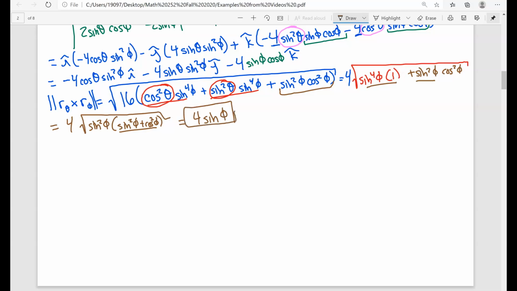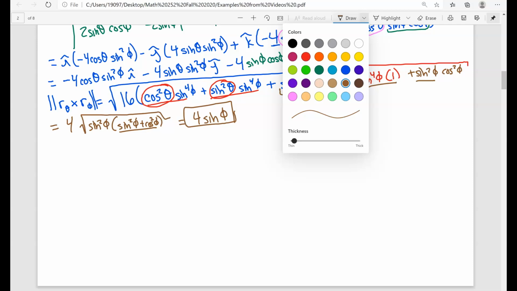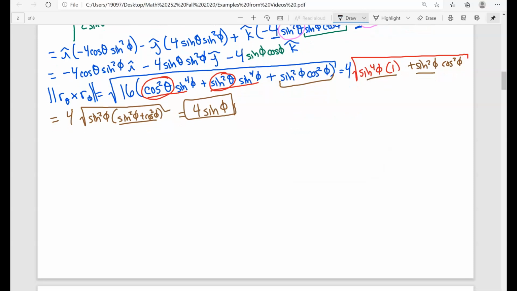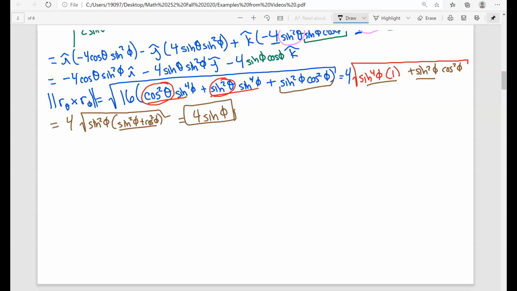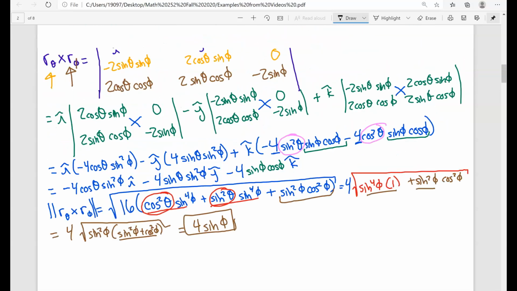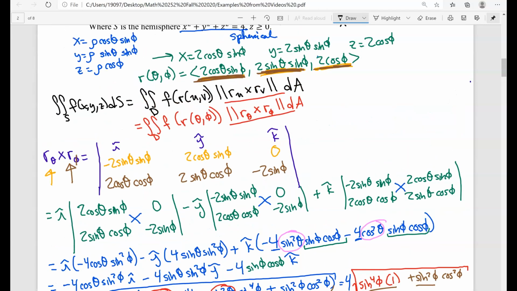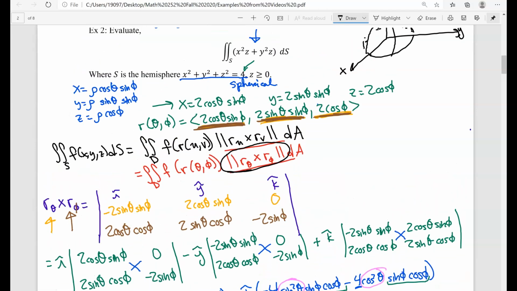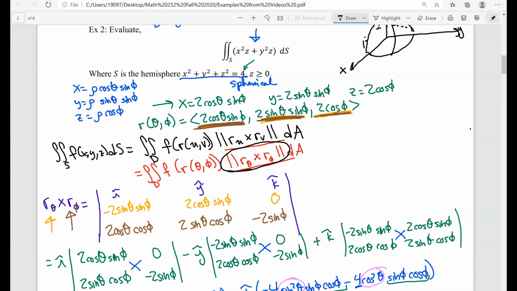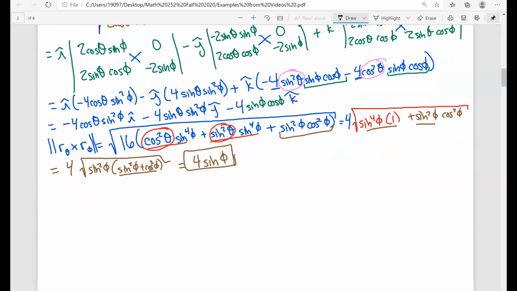Oh, okay, so that was rough. But now we're almost done. All we've got to do now is plug everything back in. So let's go back. We did the cross product and we found the magnitude, so that's what we're going to plug in here. And here we're going to plug in the 4 sine phi that we just found. Now we've got to take our integral and plug x, y, z back in there. Okay, so let's do that.